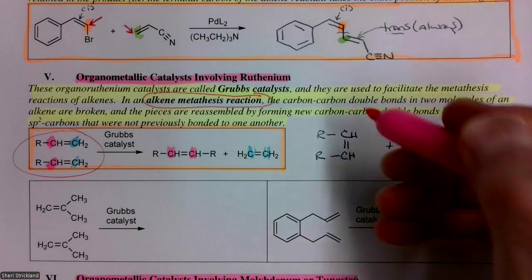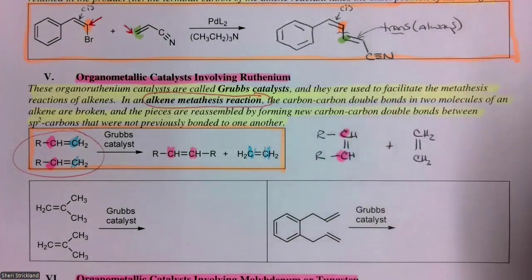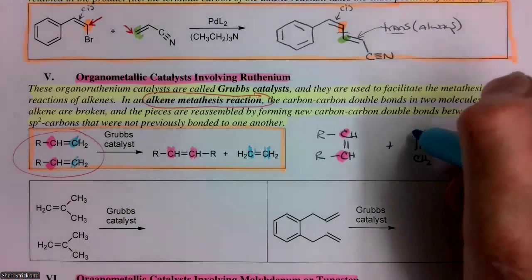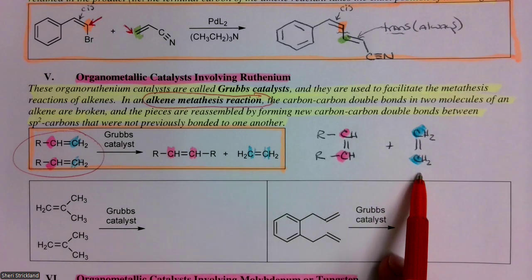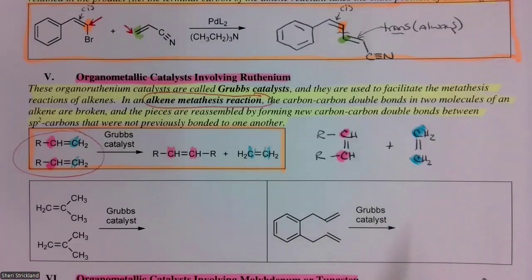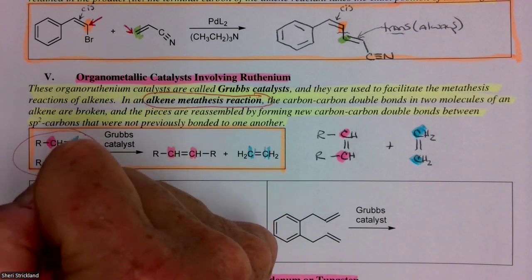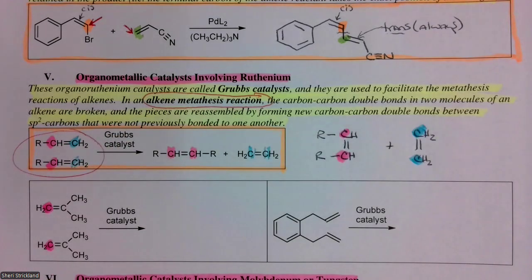Okay, so again, the two pink ones and the two blue ones. Either way is fine. You can draw your products like this, or you can draw your products like that. For me, perfectly fine either way. When they get a little fancier, then you just have to see where the carbons are that are going to be bonded in the products.